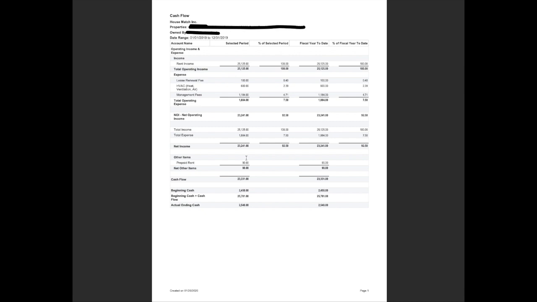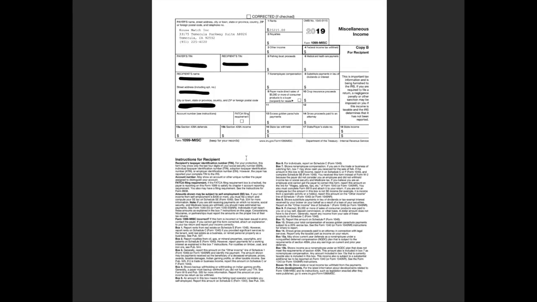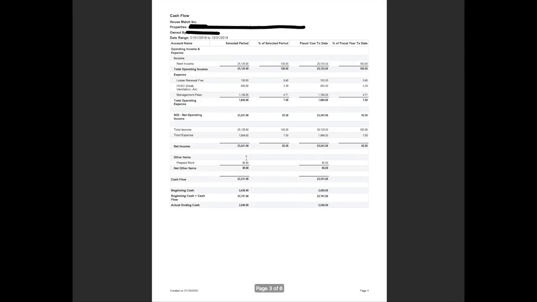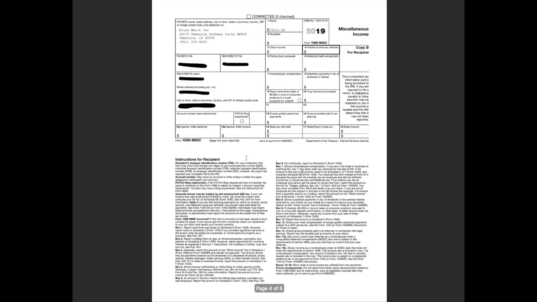So if we take $25,125 and $90, we will see $25,215. So $25,215, that would equal what that 1099 is.